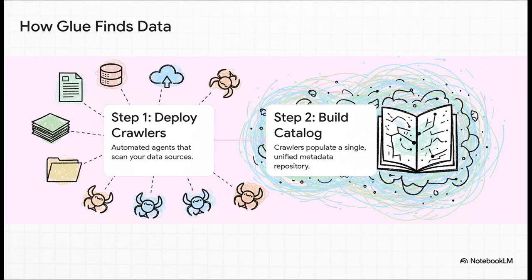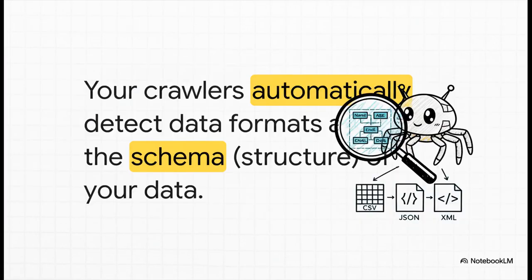Now, this is where it gets really, really cool. These aren't just dumb bots. They're super smart. They don't just give you a list of file names. No way. They actually peek inside the files, figure out the format. Is it JSON, CSV, Parquet? And then they infer the schema.